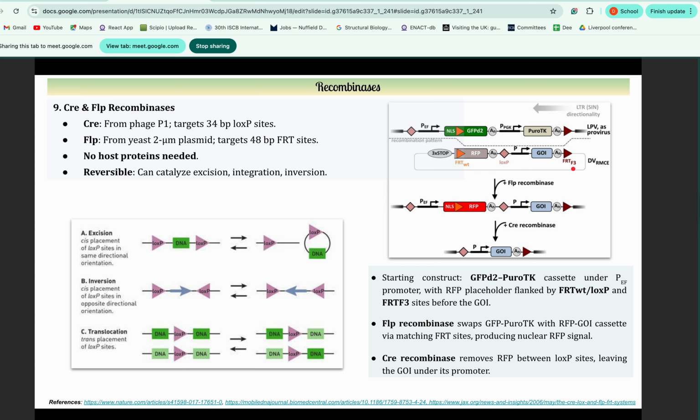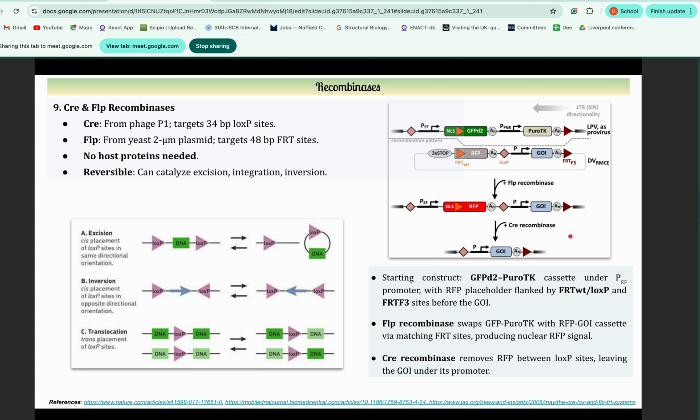These FRT sites are recognized by FLP. As soon as we add FLP recombinase, from this provirus it has removed the GFP-D2 till puro-TK. The region present between these sites is removed and this region has been inserted or recombined here. So this is the work of FLP recombinase, and its recognition site is FRT. Now we have obtained this recombined stretch of DNA.